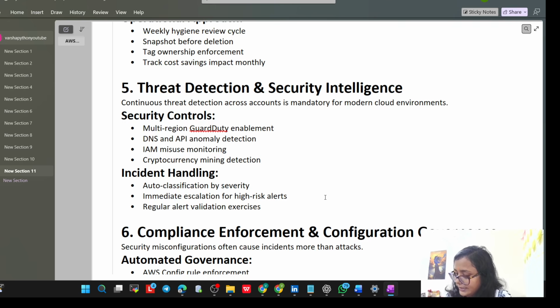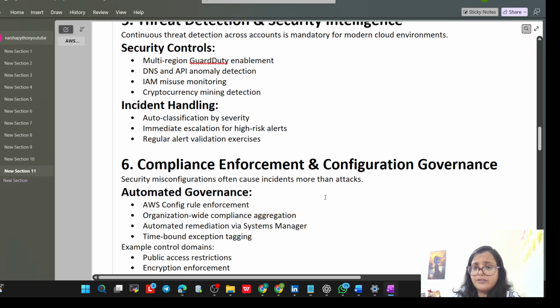So it means, for example, GuardDuty detected a brute force SSH attack on an EC2 instance. So immediately restrict port 22 access to the office IP range only. Then we enforce SSM Session Manager access instead of SSH. So in this way we can secure our server.